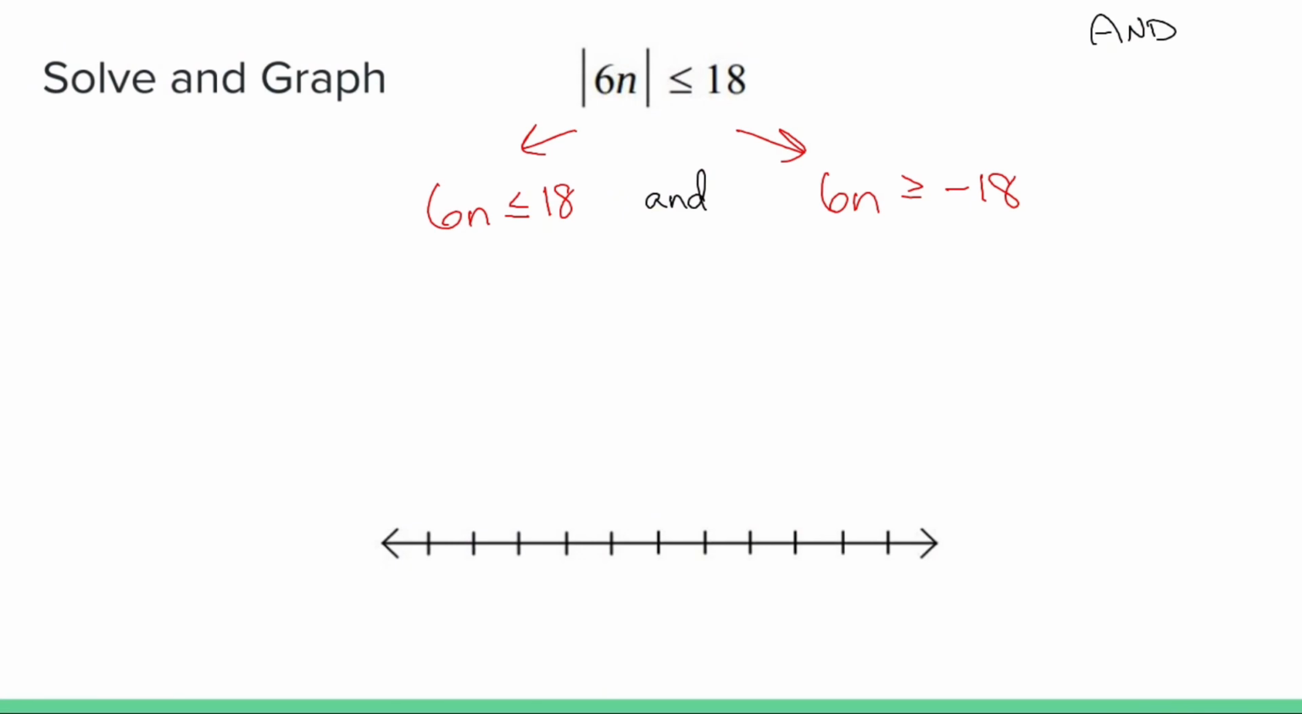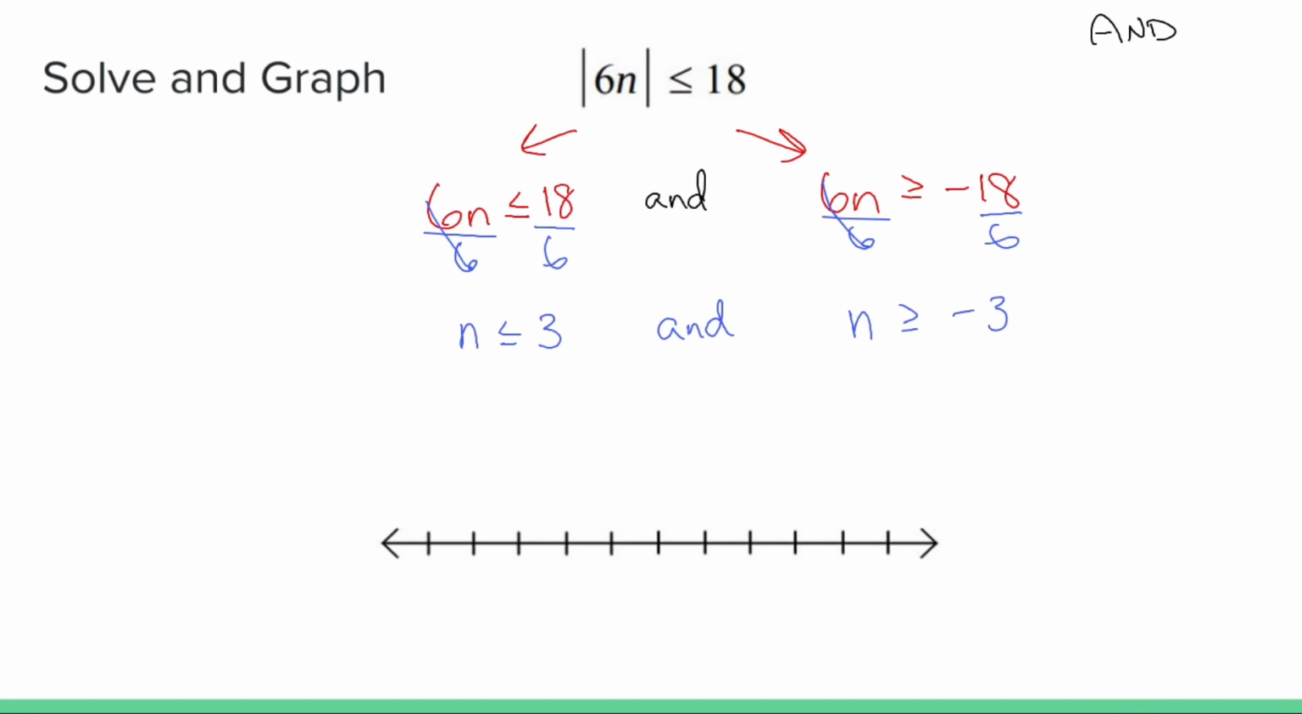So now we solve each guy individually. Okay, divide by 6, cross out, n is less than or equal to 3. And divide by 6, cross out, n is greater than or equal to negative 3.